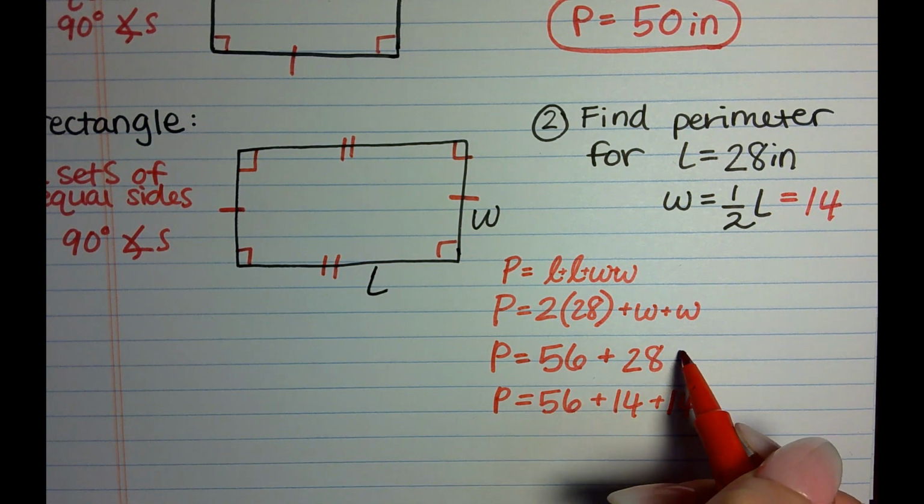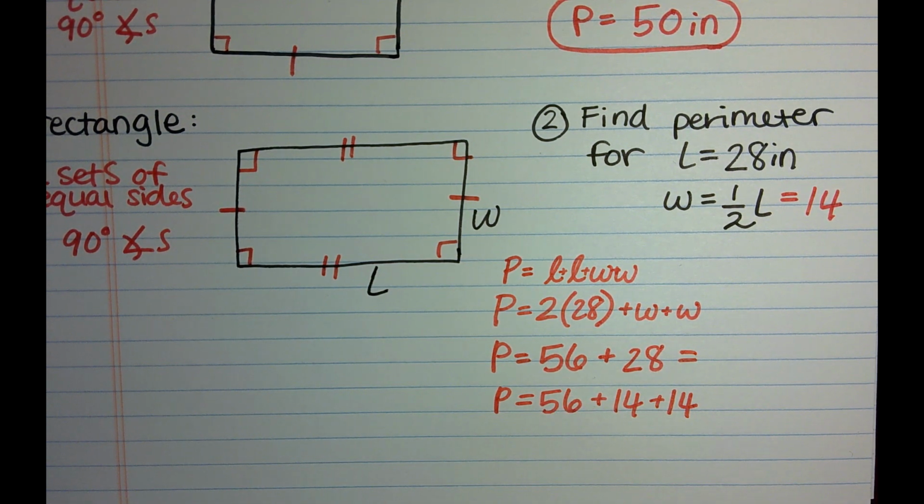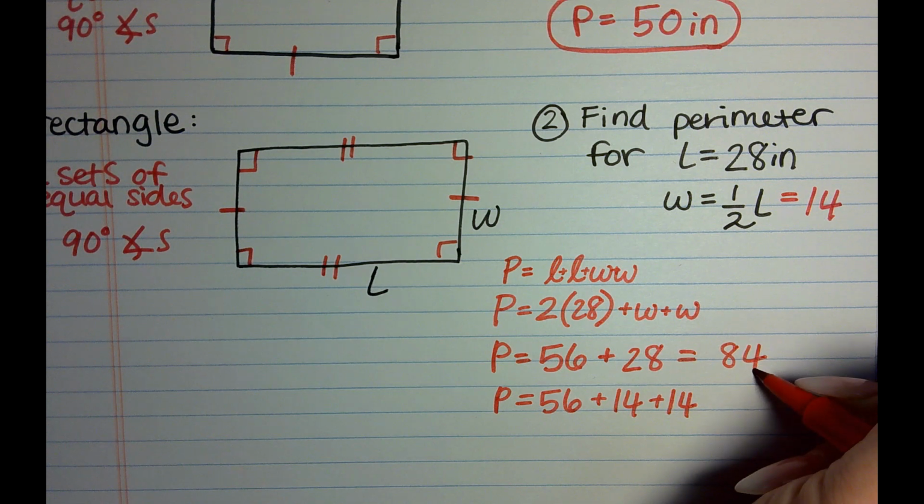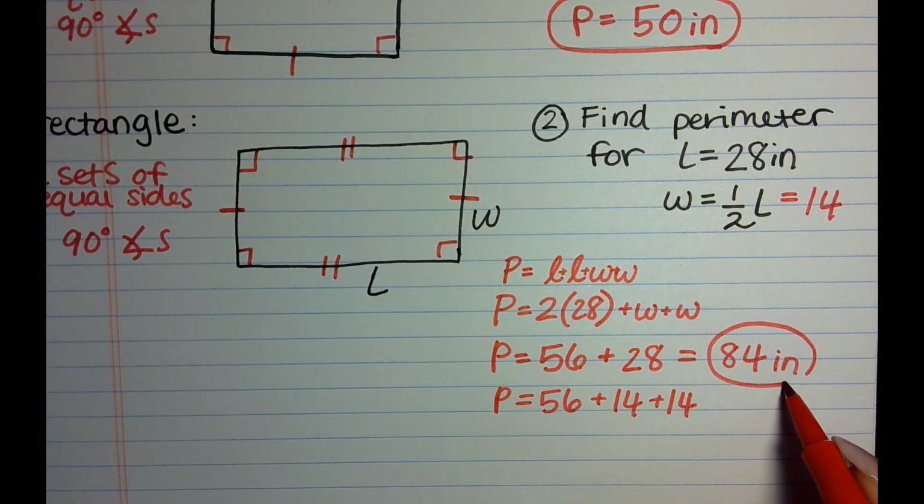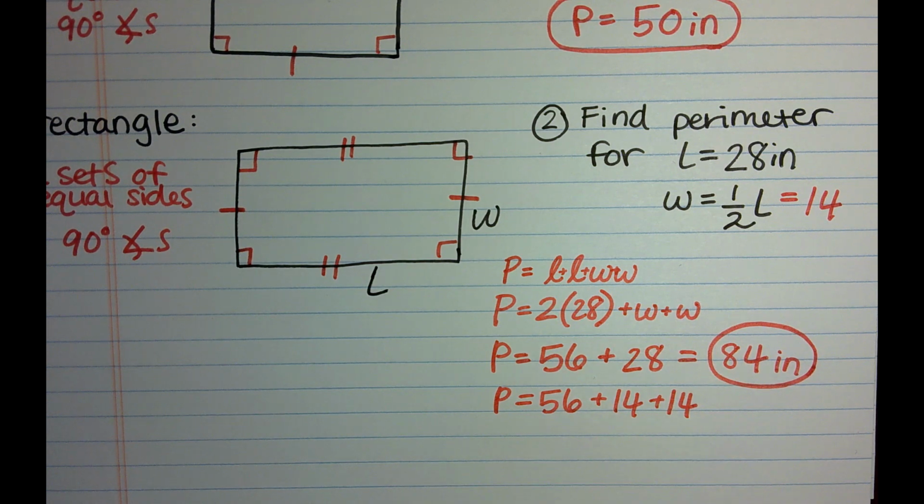Okay, so what is 56 plus 28? 84. 84, and it's inches. Good. Now that was kind of fast.